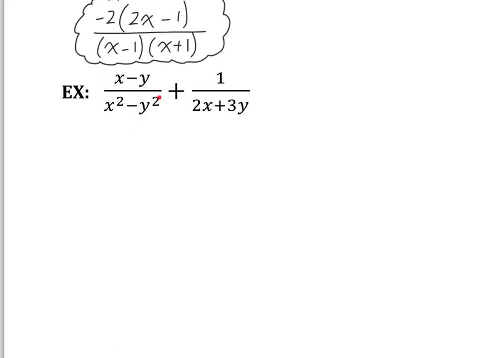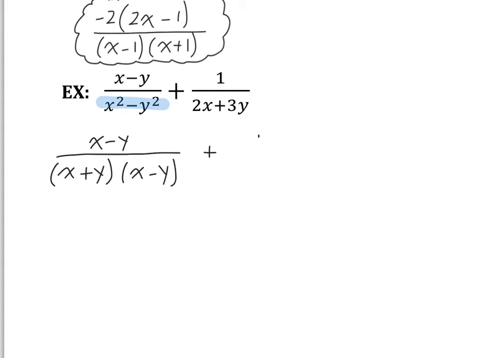The key is, first we need to factor this denominator. So we'll go ahead and do that first together. Okay, so we want to factor that. So we'll keep our numerator, x minus y, and our denominator, x squared minus y squared, difference of squares. So we get x plus y, x minus y, and do we notice anything at that point?